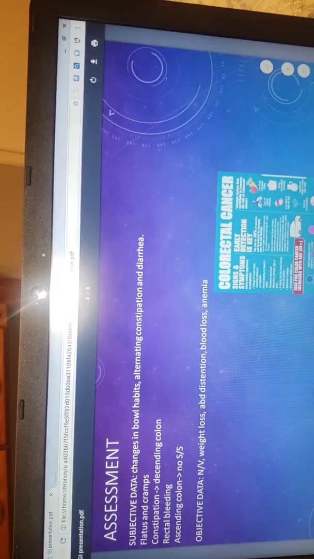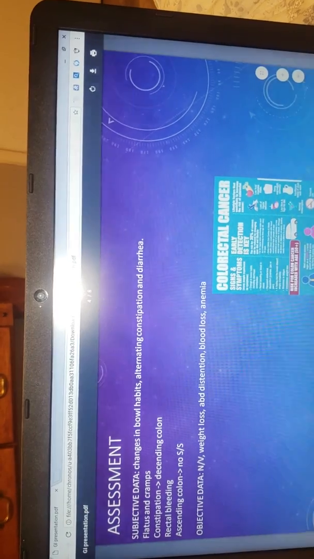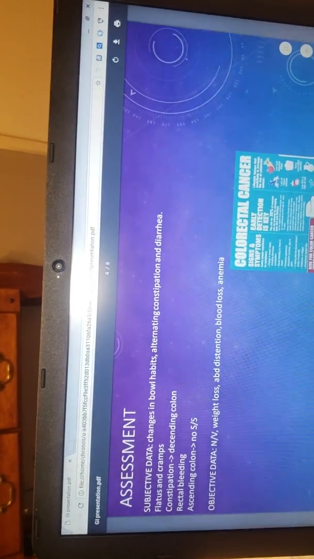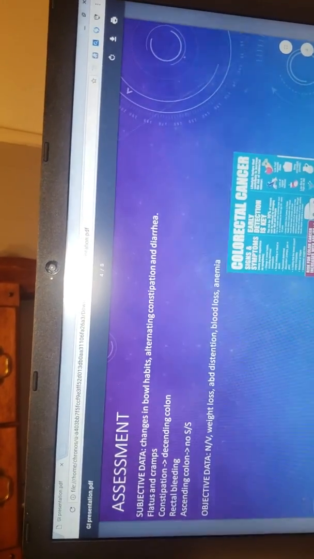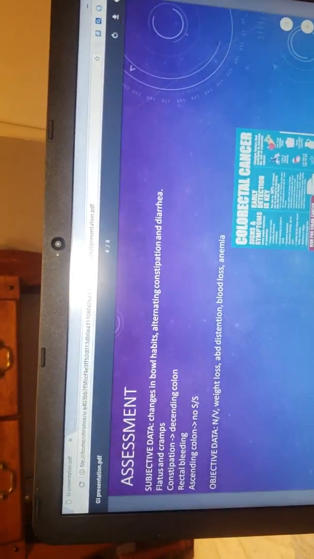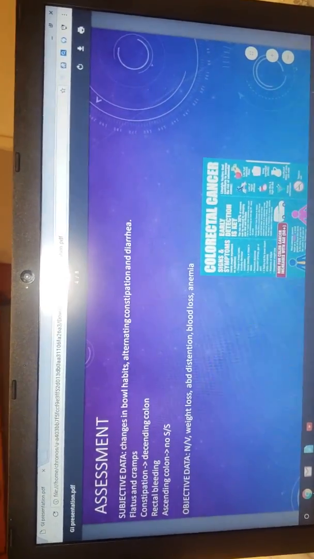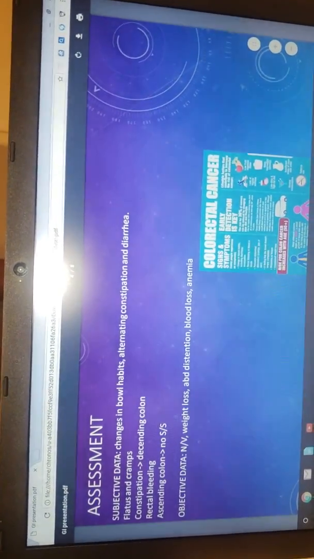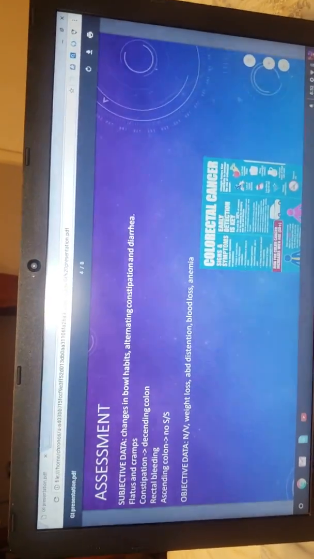For assessments, you're going to look for changes in bowel habits, alternating between constipation and diarrhea. If you have constipation, it's more likely in the descending colon because the feces holds there, and you might have some diarrhea. You can be impacted. You can have rectal bleeding because the stool can be so packed in there that it could potentially harm the lining. The ascending colon usually doesn't have any signs and symptoms.